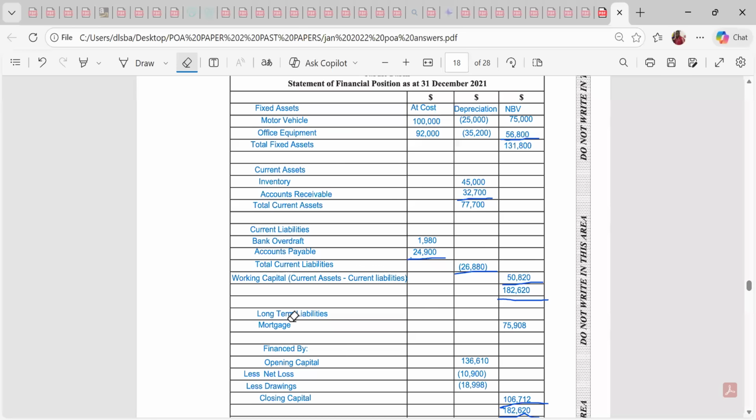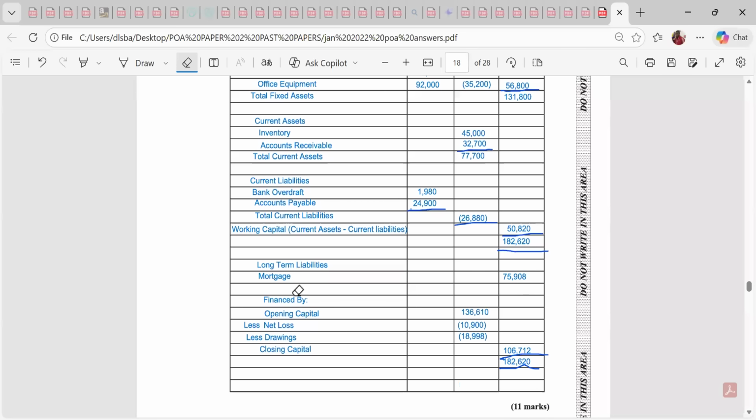Then I separate my long-term liabilities and I add it to my capital, which will be my opening capital, add net profit minus drawings. However, if it's a loss, instead of adding a net profit, you'll minus the loss, like what I did here.